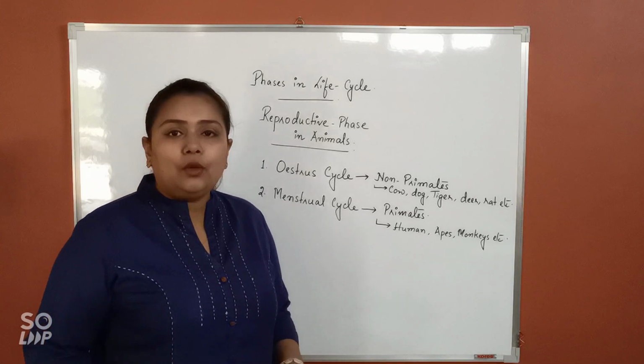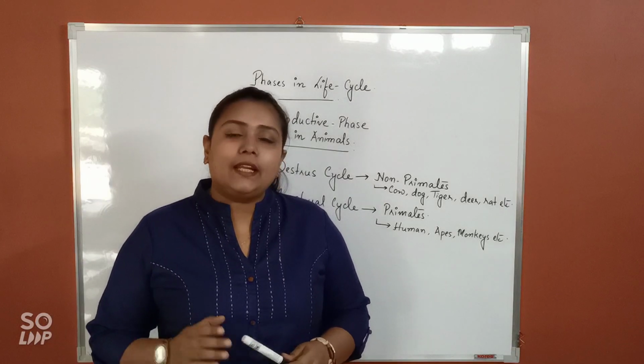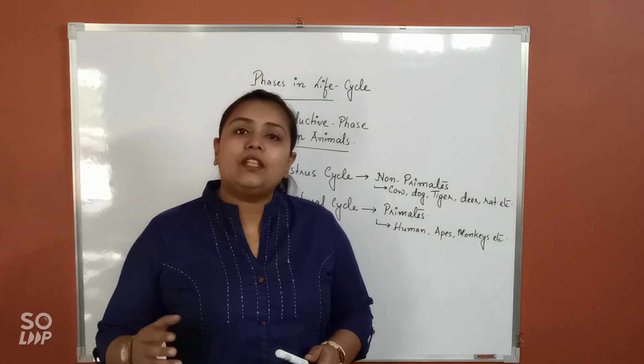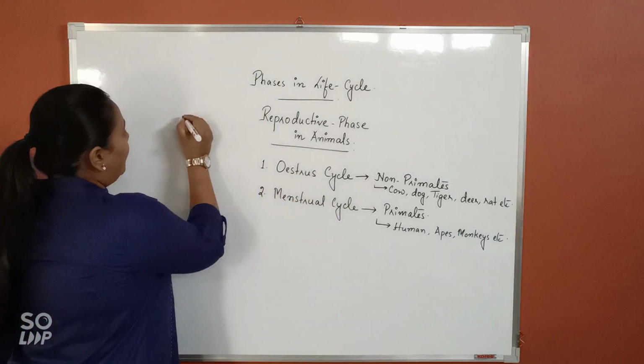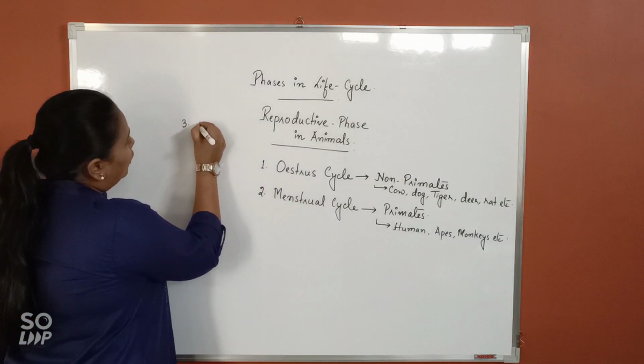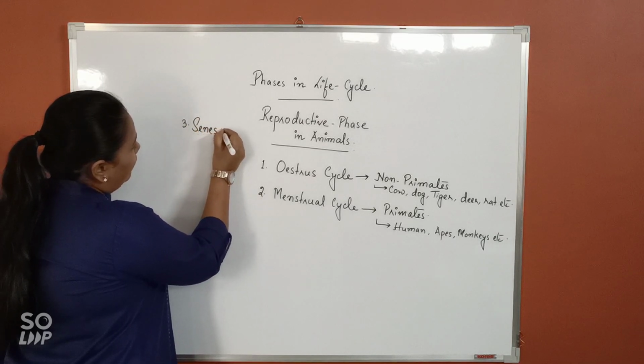Fine. So now that the reproductive phase is done with, let us begin with the third phase, that is the senescent phase. Okay? So the third phase is called the senescent phase.